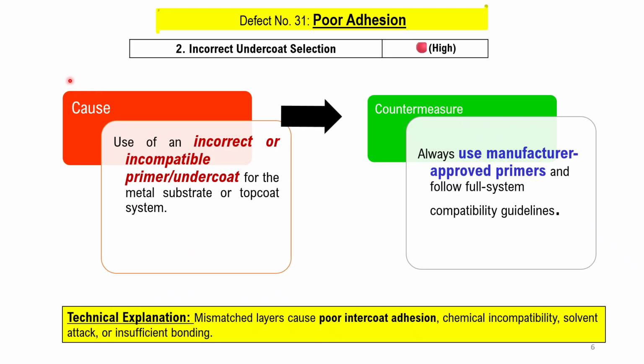The second probable cause can be incorrect undercoat selection. That is, use of an incorrect or incompatible primer or undercoat for the metal substrate or topcoat system. Mismatched layers cause poor intercoat adhesion, chemical incompatibility, solvent attack, or insufficient bonding. Therefore, what we recommend is to always use manufacturer-approved primers and follow full system compatibility guidelines.